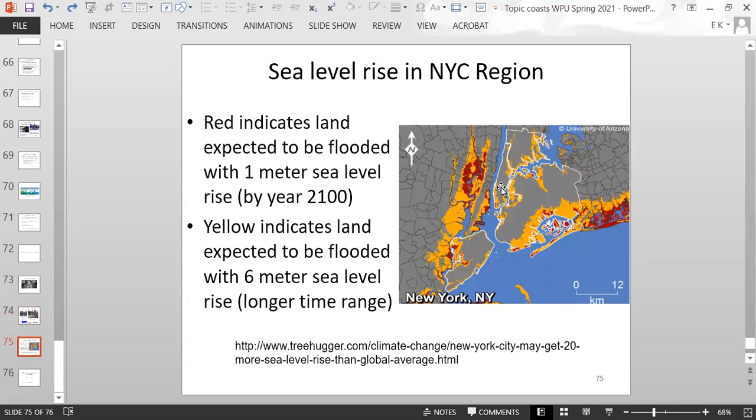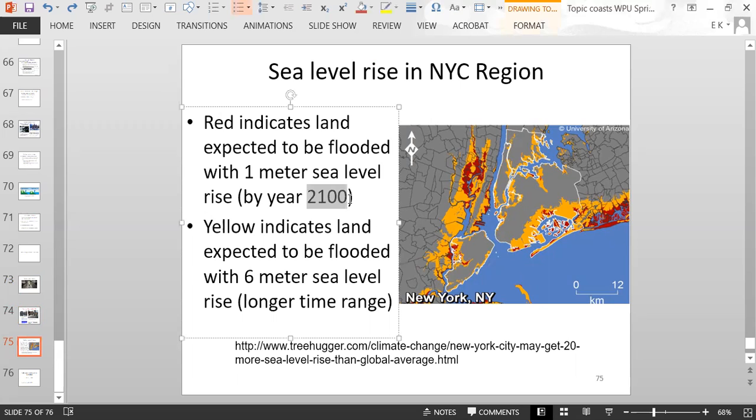And this shows you a map of sea level rise and how it will affect New York City. So the red indicates land expected to be flooded with 1 meter of sea level rise. That's expected to be by the year 2100. So those are areas that are expected to be flooded. And what they mean is that by the year 2100, the researchers are expecting approximately 1 meter of sea level rise. And again, 1 meter is about 3 feet.